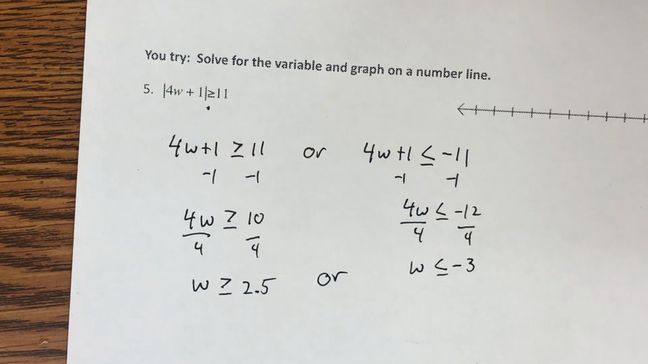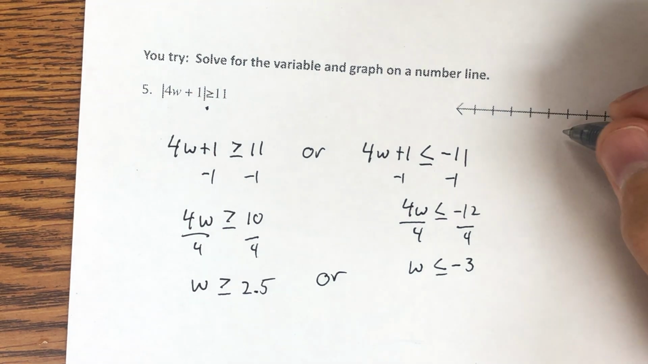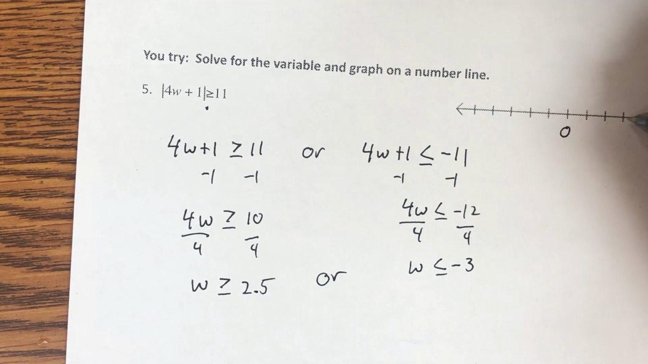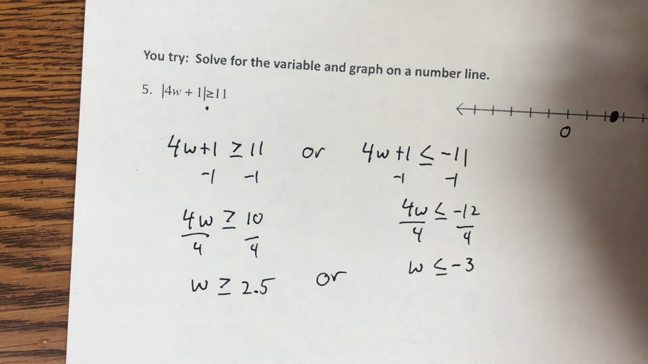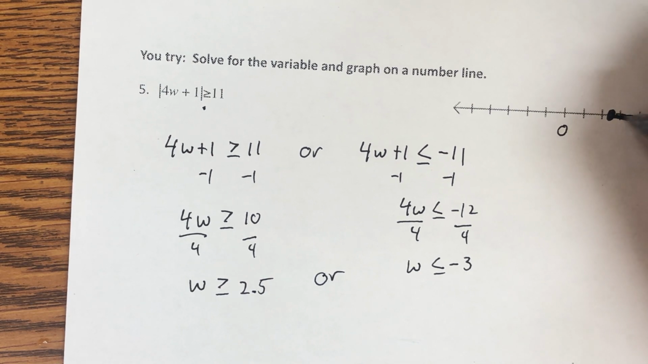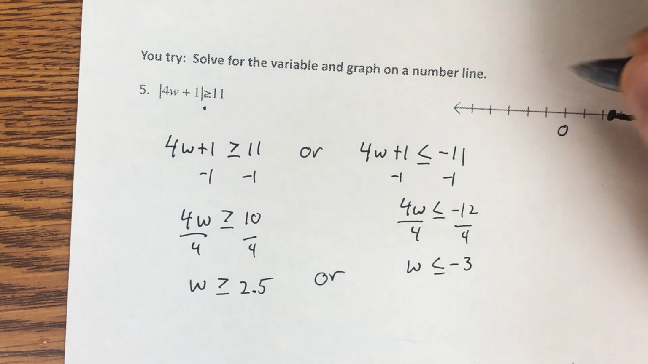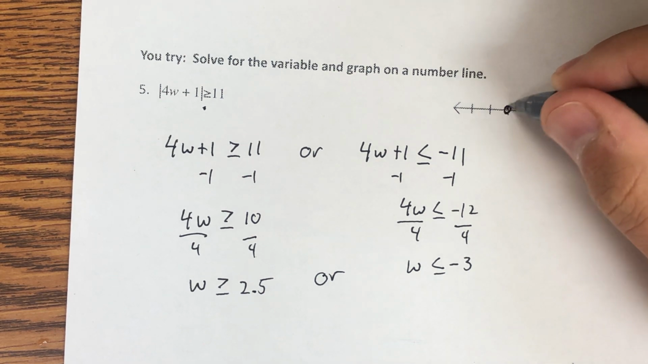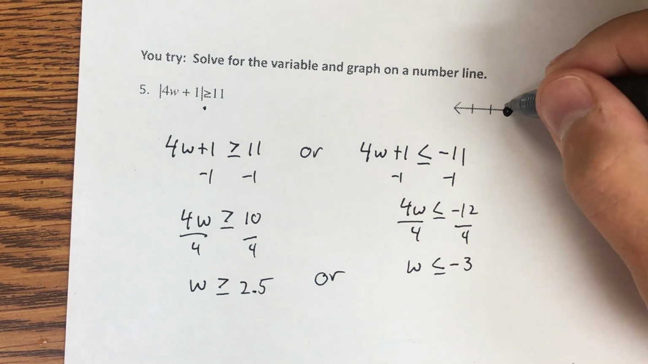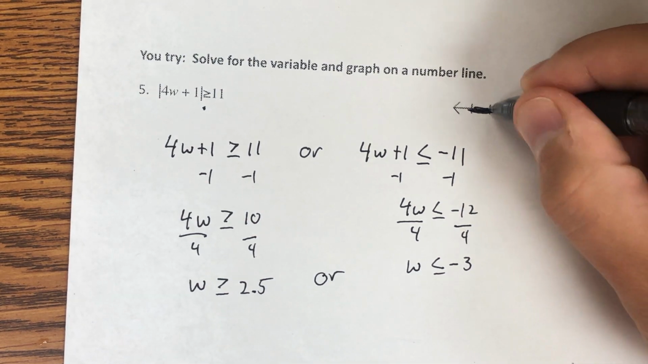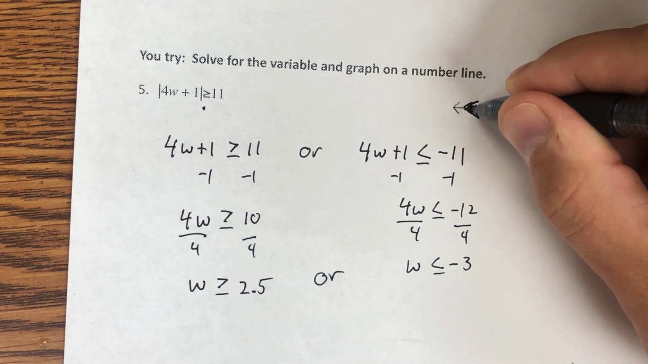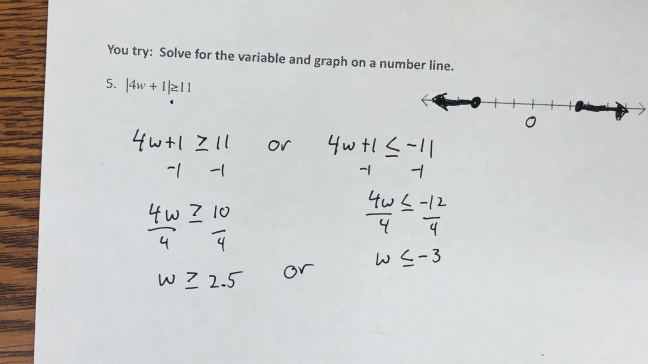Or is still in between, so it should shade opposite directions. On the number line, 0, 1, 2.5 is right here, closed circle, because it's or equal to. W is bigger, that shades to the right. And at negative 3, closed circle again, W is less than, shades to the left. So it shades opposite directions, okay?